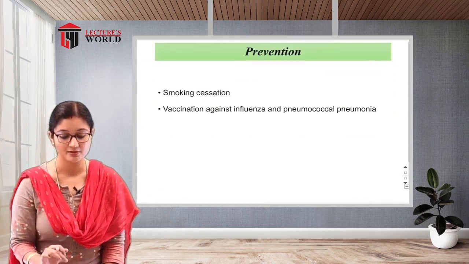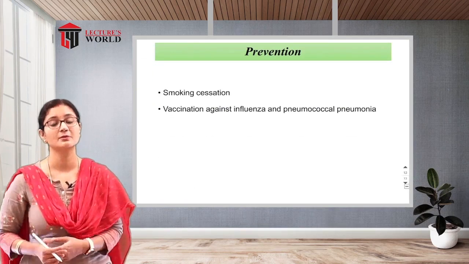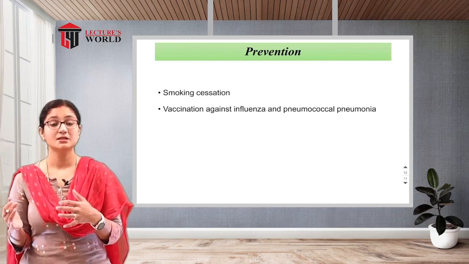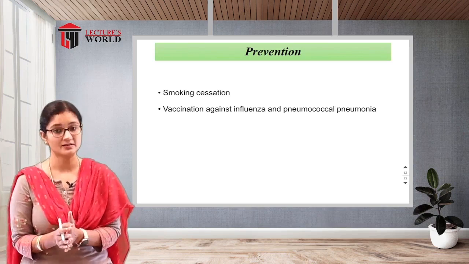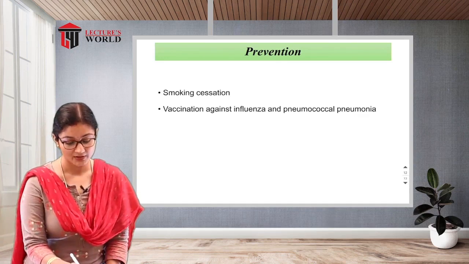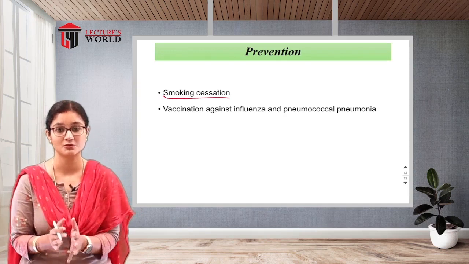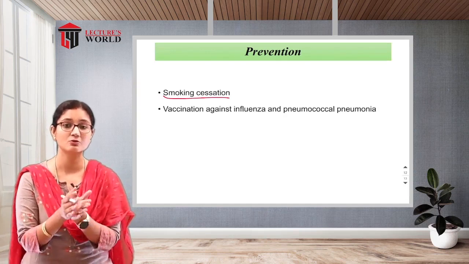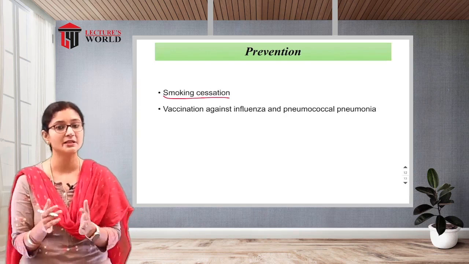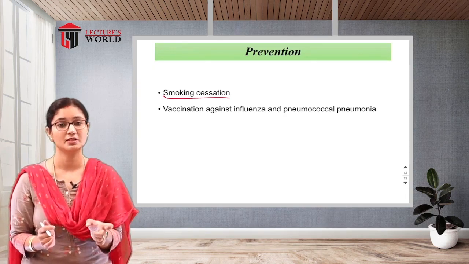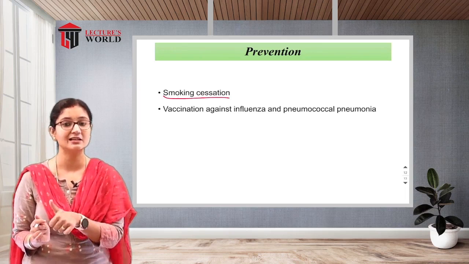Next, very important, is prevention. How can we prevent this problem? Respiratory infection can be prevented by taking vaccines. First, smoking cessation is very important, so that people don't develop this respiratory problem. There are many respiratory problems which are caused by smoking, so smoking cessation is the ultimate thing.